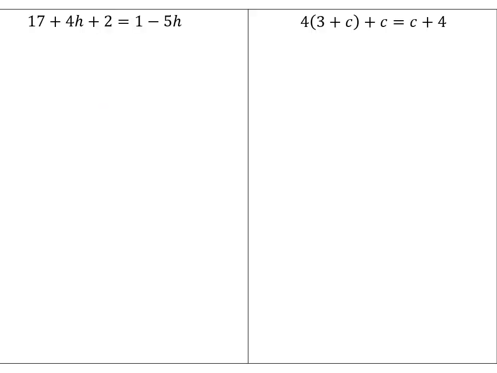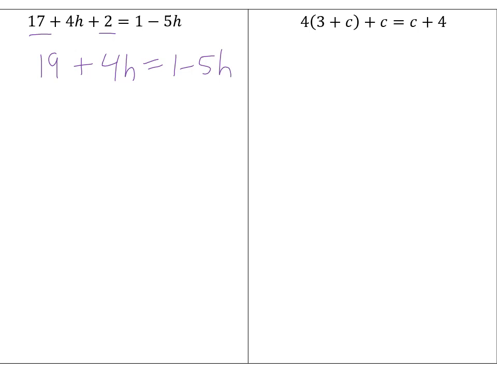Okay, unpausing the video. Here we've got our first couple, and we are solving these. First step is to simplify both sides. On the left here, we can combine the 17 and the 2, so that gets us 19 plus 4h equals 1 minus 5h.